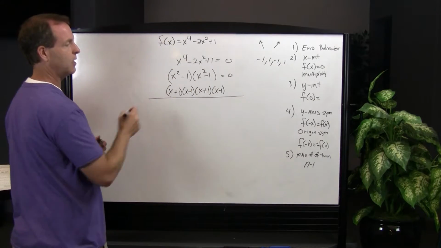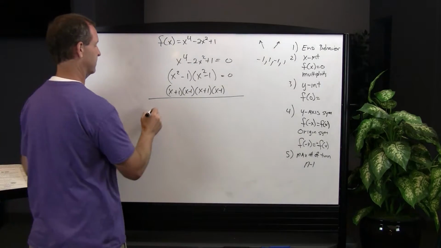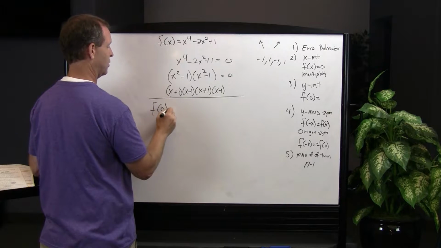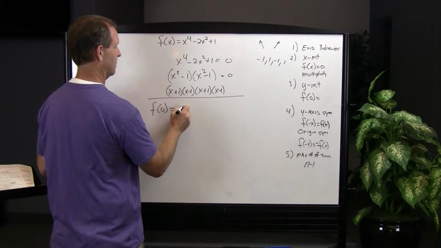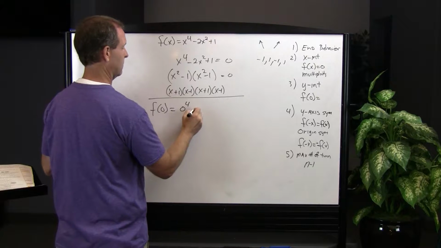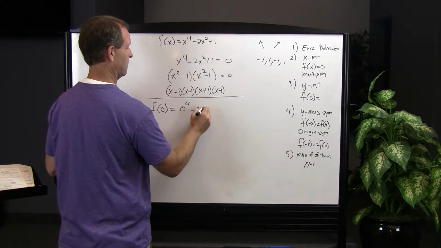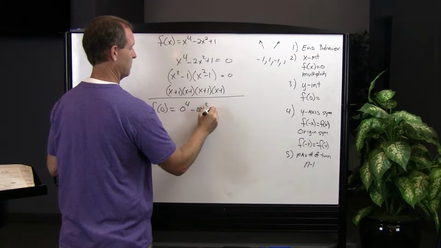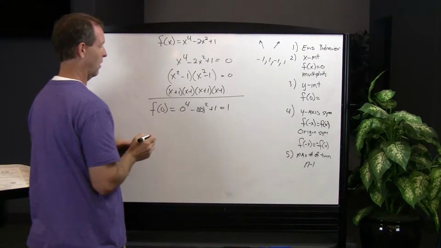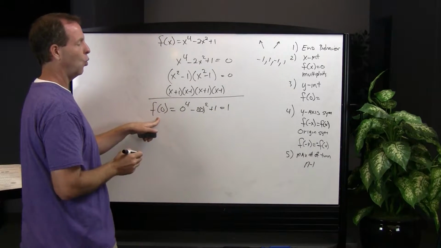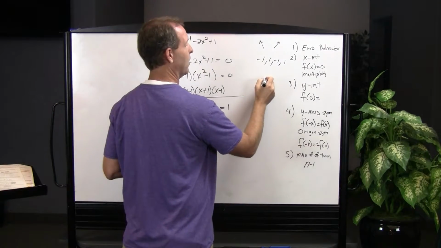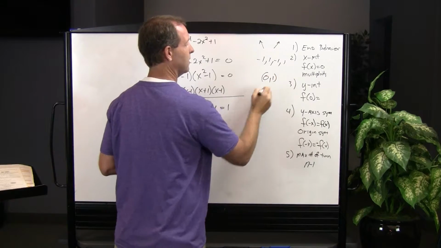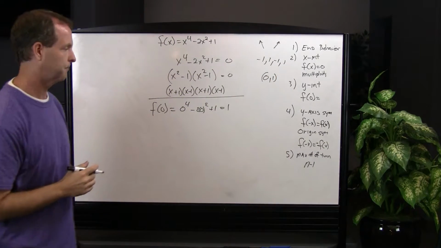Next thing we want to do is look for a y-intercept if there is one. So we want to evaluate the function at 0. So f of 0 equals 1. So I know I have the point (0, 1) as the y-intercept.